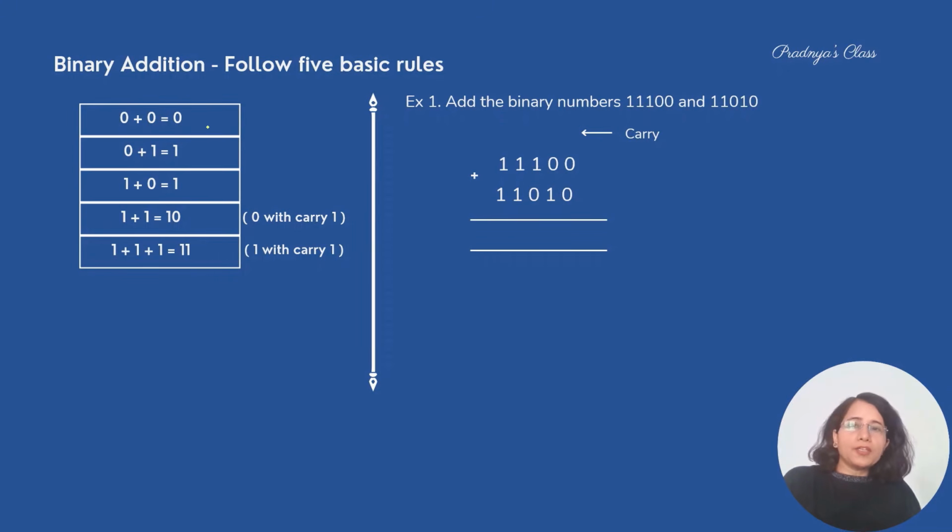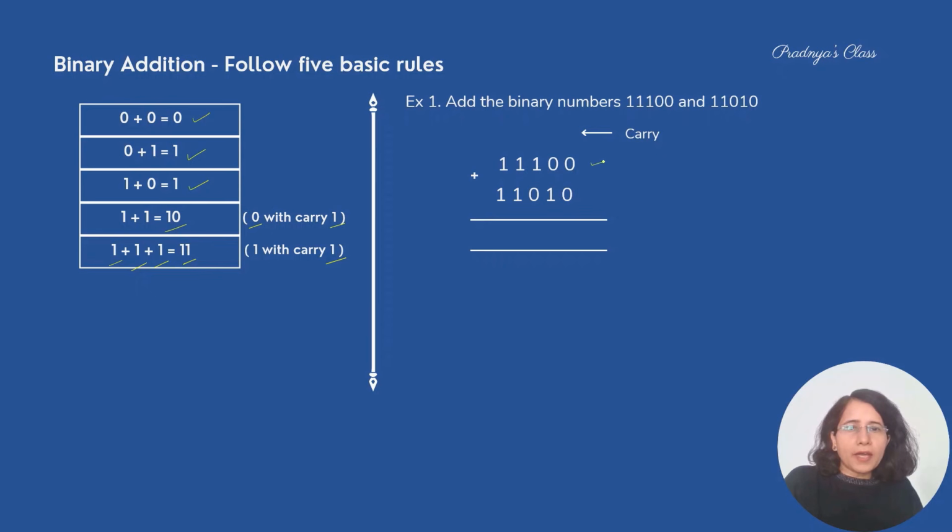For that we need to follow the 5 basic rules. The first rule is 0 plus 0 will be 0, 0 plus 1 will be 1, then 1 plus 0 will be 1, 1 plus 1 will be 1 0. So we should write 0 and then we have to carry 1. If there is a 1 plus 1 plus 1, we should write the answer as 1 and we should take the carry 1.